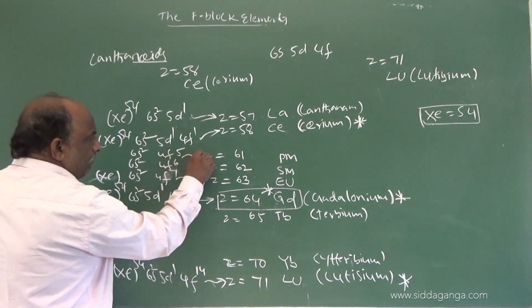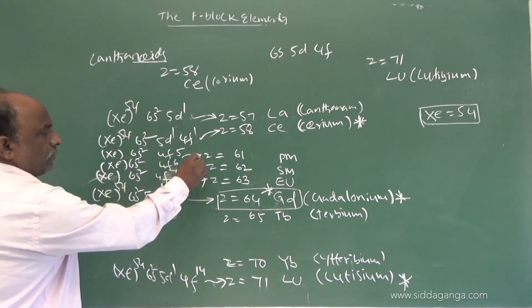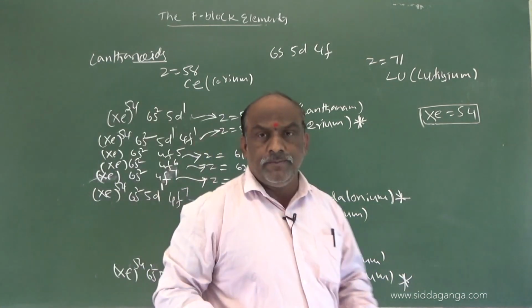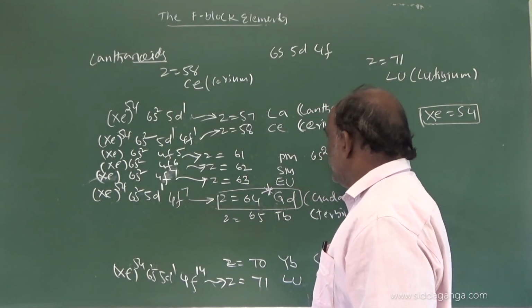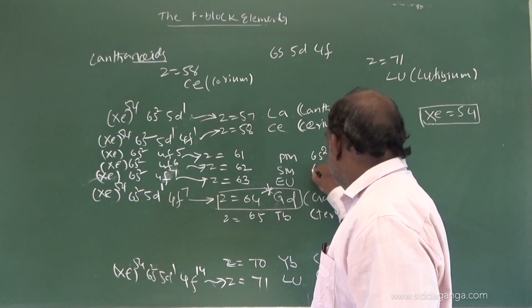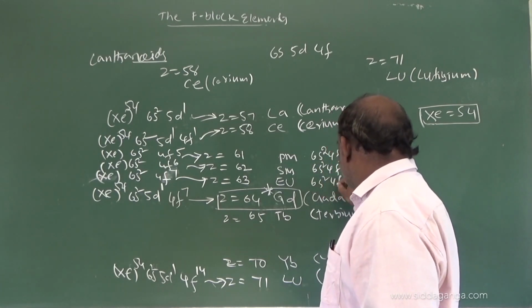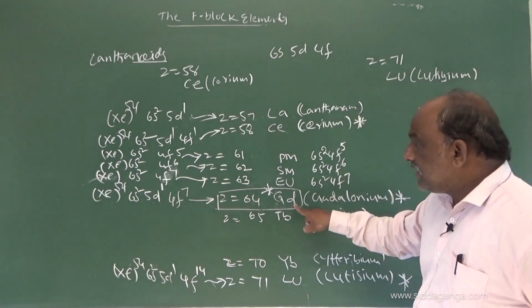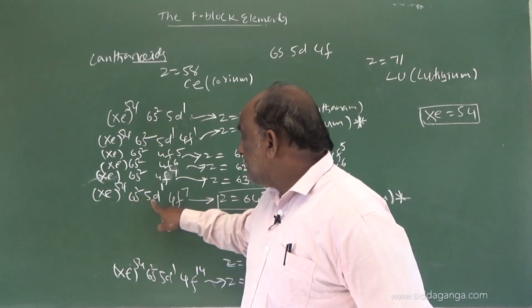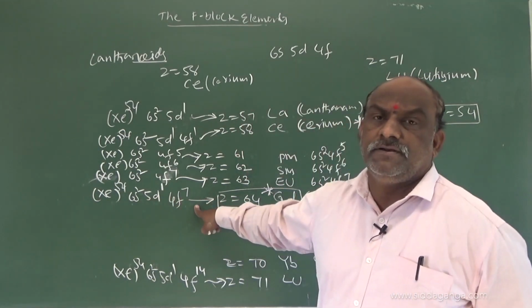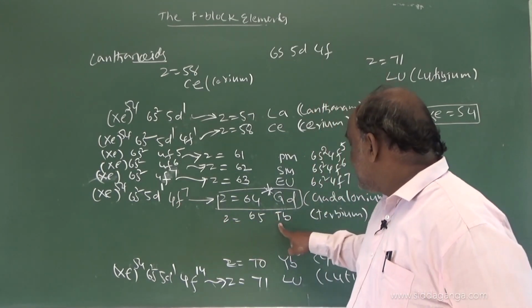4f5 is promethium. These are the electronic configurations of promethium, samarium, europium: 6s2 4f5, 6s2 4f6, 6s2 4f7. Coming to gadolinium, the electronic configuration is 6s2 5d1 4f7. And the next one is terbium.